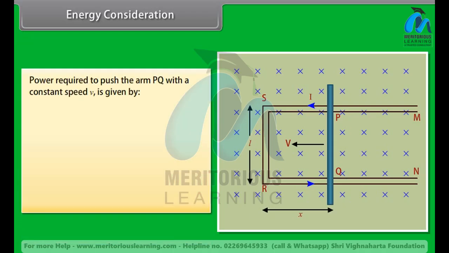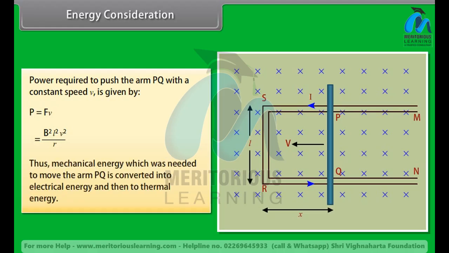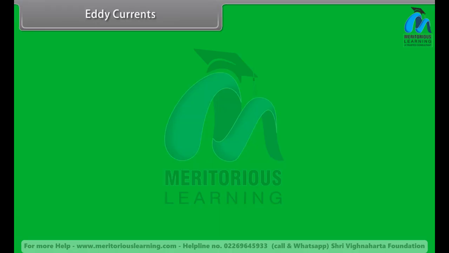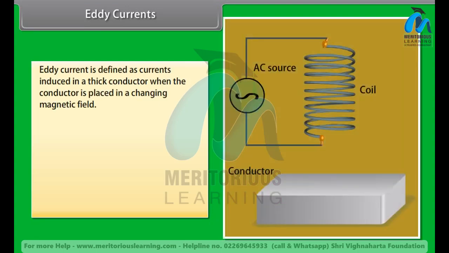Power required to push the arm PQ with a constant speed v is given by the product of B square, L square, and v square divided by R. Thus, mechanical energy which was needed to move the arm PQ is converted into electrical energy and then to thermal energy. Eddy currents. Eddy current is defined as currents induced in a thick conductor when the conductor is placed in a changing magnetic field.